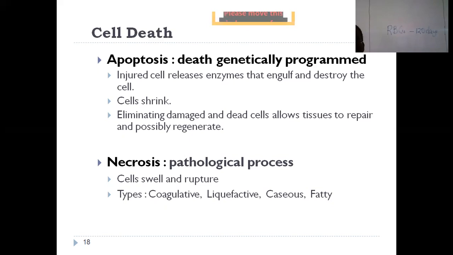Now we have what we refer to as necrosis. Necrosis is basically pathological. It's not normal. Well, apoptosis is normal, in other words, it's programmed. Necrosis is basically pathological, and it involves the cell swelling, as we have just seen, and then after that it ruptures. There are types of necrosis which I want you to go and read about: coagulative, liquefactive, caseous, and fatty. Please read about these types of necrosis.